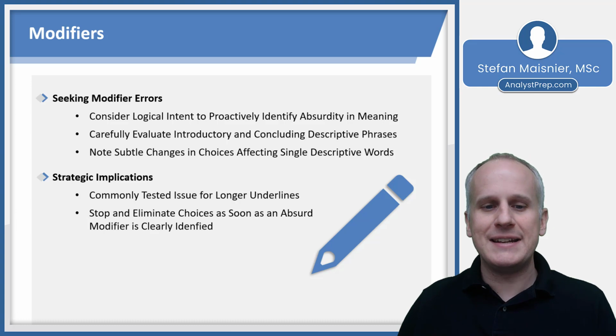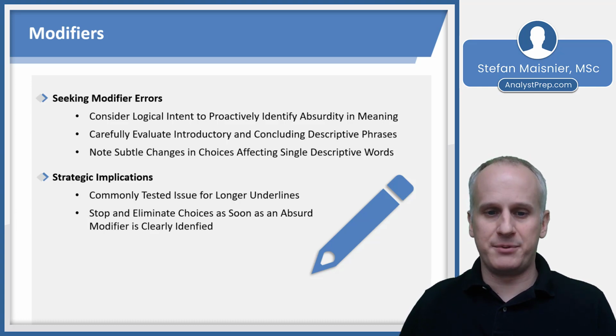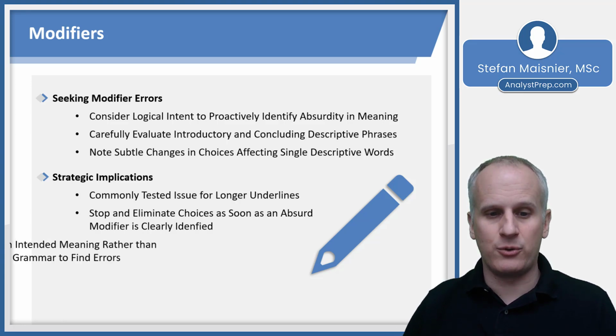You also can stop and eliminate the choices as soon as you clearly identify an absurd modifier. So once it says the state of New Jersey has no predators in the wild, you go, wait a minute, that's not what that's intending to say. And you can immediately go, that's wrong, and allow yourself to eliminate answer choices that repeat that categorical error.